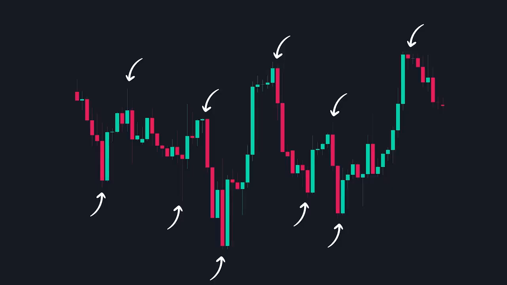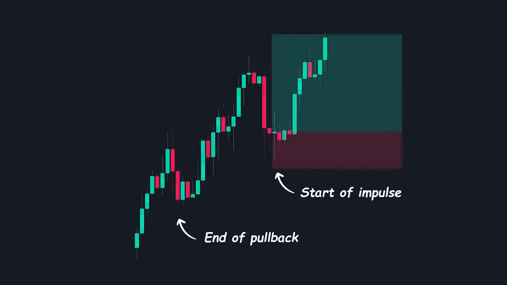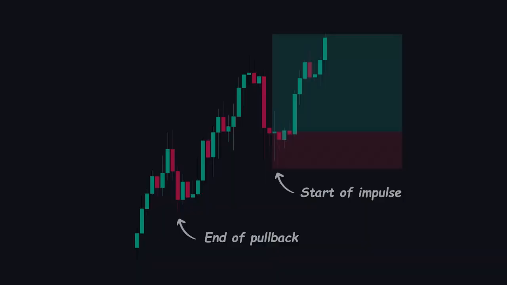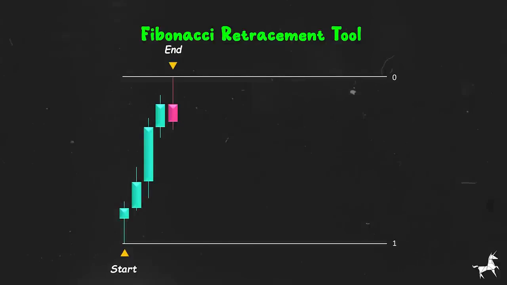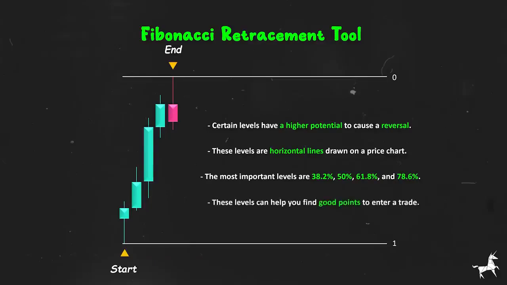Now let's go back to trending markets. Knowing when a pullback ends and a new strong move begins can help you make good profits. This is because you can catch the best chances to buy or sell. And this is where Fibonacci retracement levels help us. The Fibonacci concept suggests that if we break down the start and end of a price wave, certain levels have a higher potential to cause a reversal. These levels are horizontal lines drawn on a price chart to show possible areas of rejection. The most important levels to watch are 38.2%, 50%, 61.8%, and 78.6%. These levels can help you find good points to enter a trade.